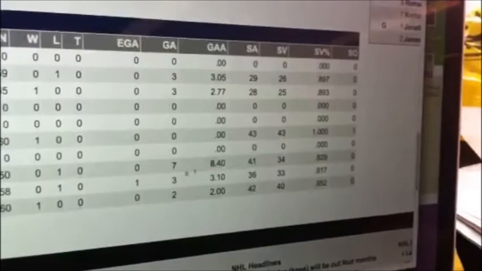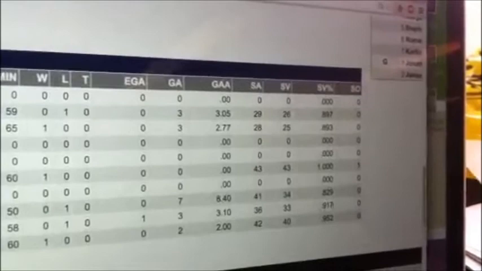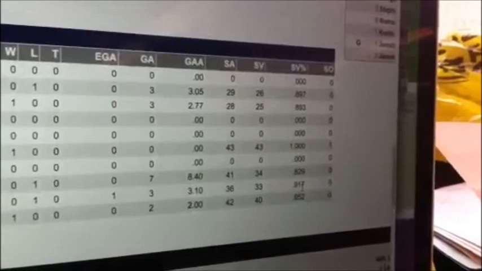In the Carolina game, he had a 917 save percentage. If you subtract 829 from 917, you get 88. So his save percentage went up by 88%.